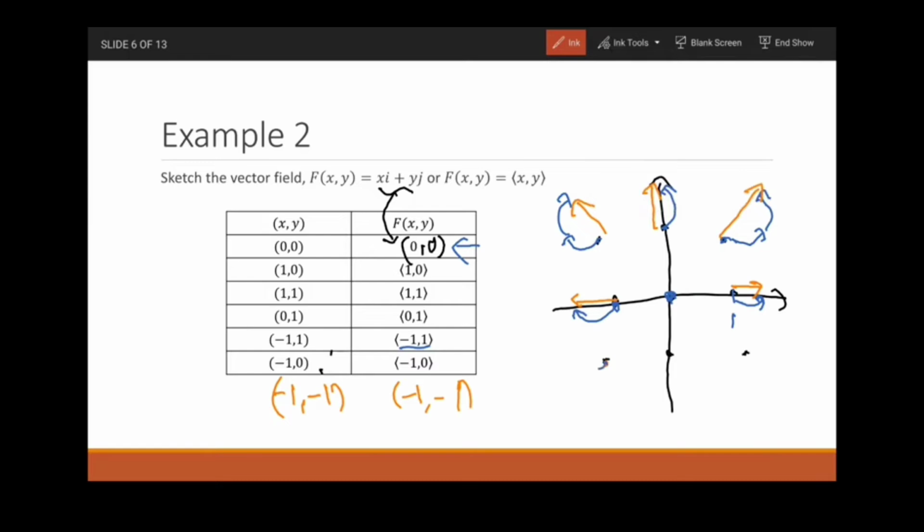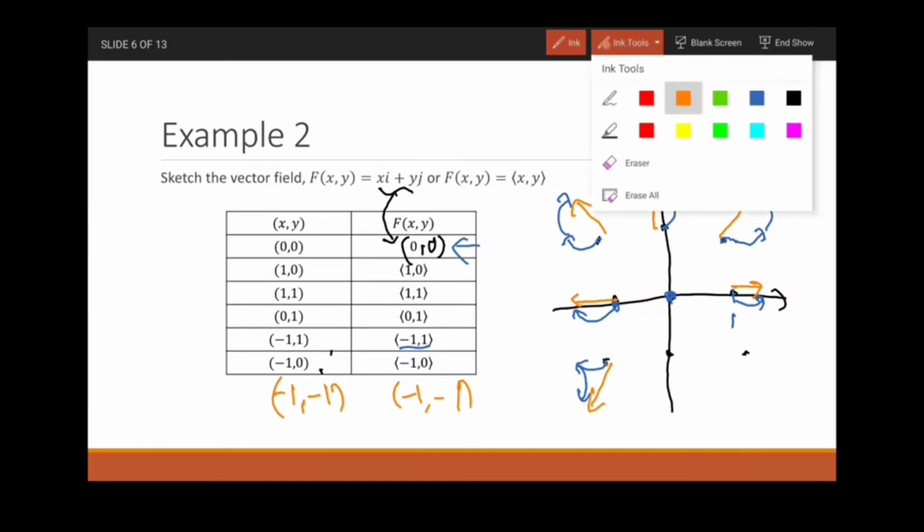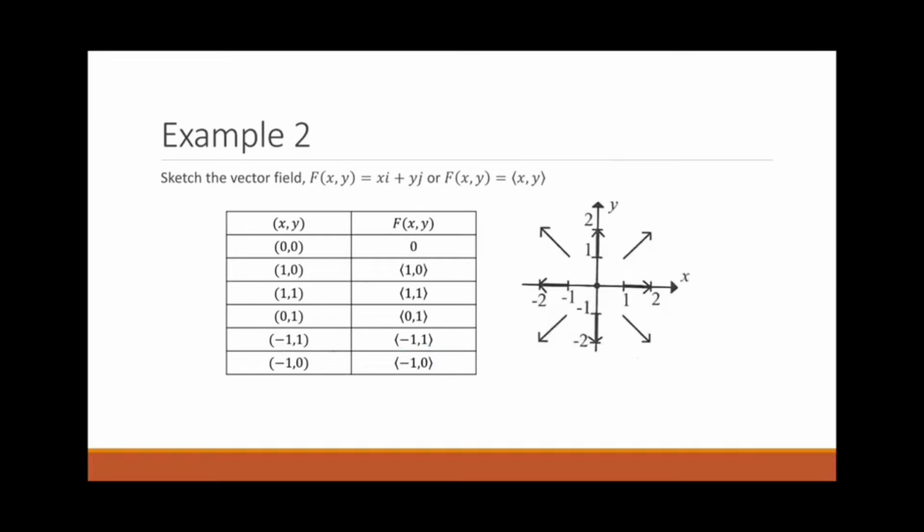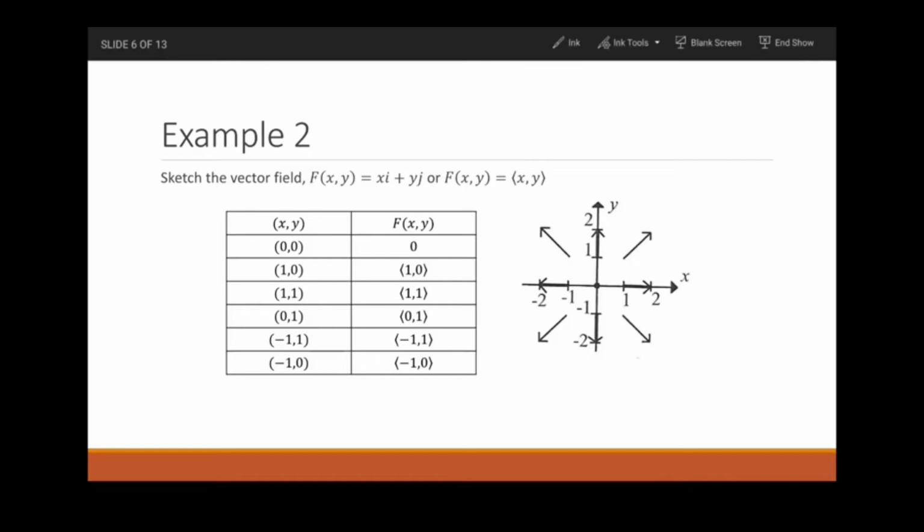Then you can include another point, and there is another direction. Okay, to complete this one, I show you this graph of the vector. You can see it.